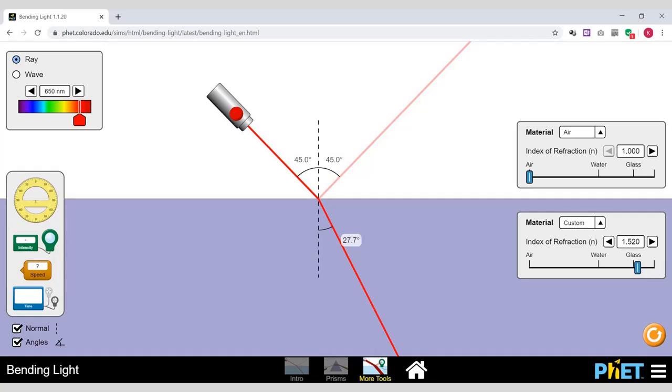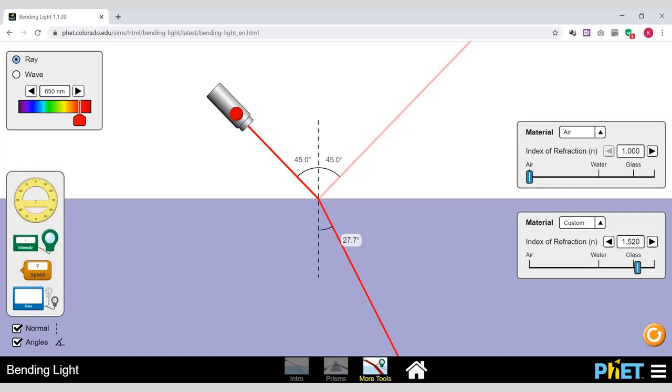We have a red laser beam, and this red laser beam is in medium number 1 because this is where the source of light is. Then there's a second medium, number 2, because that's where the light will eventually enter. Also, we have our dashed line here called the normal line because it's perpendicular to the medium surface. The normal line is always used when measuring the angle of a light ray. And finally, we have these two boxes here which allow us to control the index of refraction of each medium.